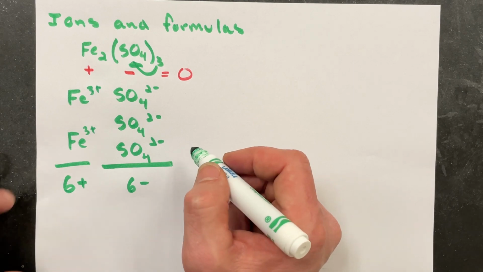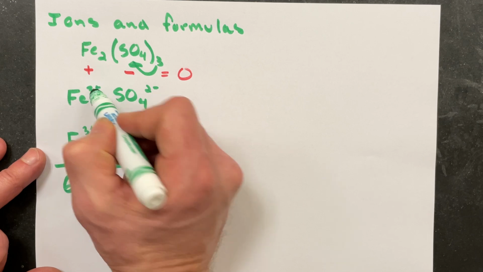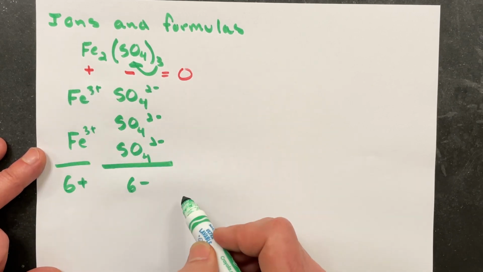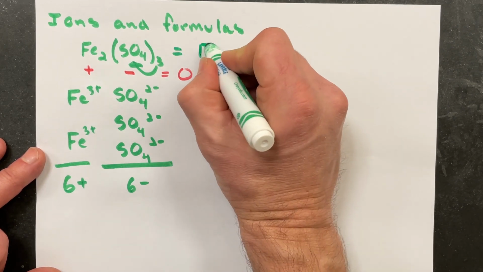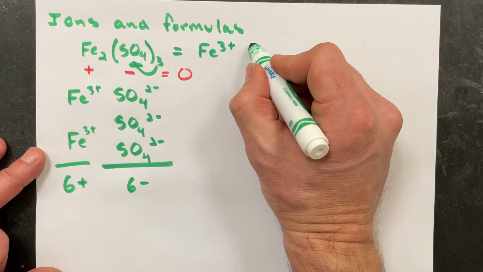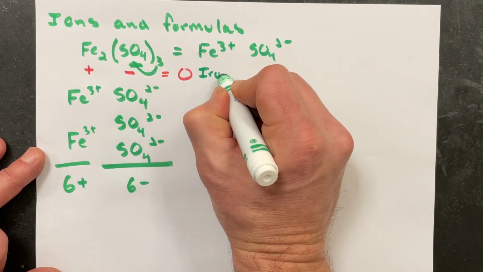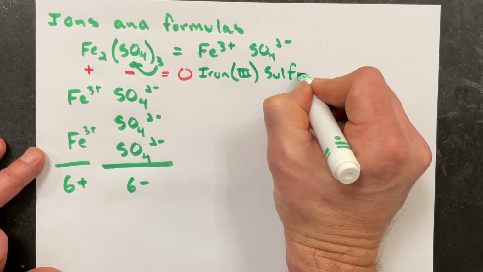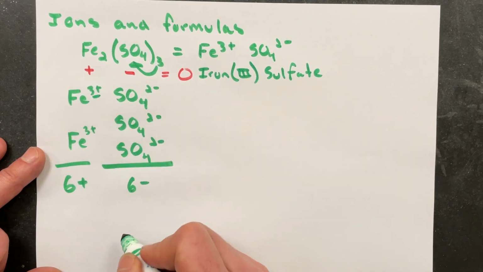So what are the ionic species I have? I have 2 iron 3+, and I have 3 sulfates here. So these are the ionic species that we have. And this particular assignment, we would be looking for, you have iron 3+ and SO4 2-. And if you had to name that, that's iron 3 sulfate. The Roman numeral 3 comes from the charge that we see.